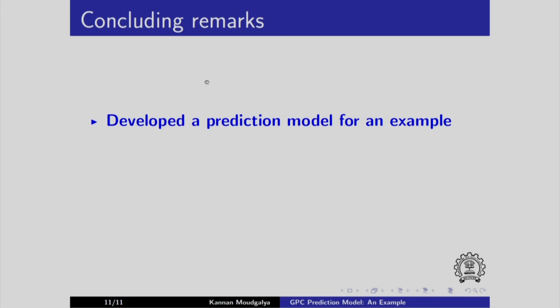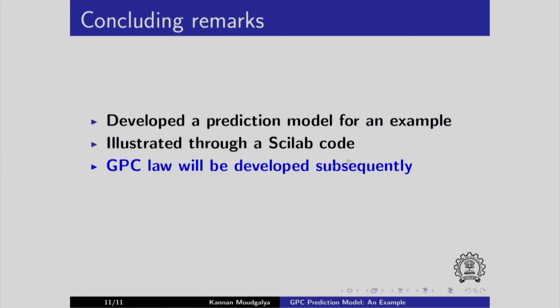To conclude, we developed a prediction model for a specific example, a simple example. We illustrated it through a Scilab code. We will develop the GPC law subsequently. For that we will require the least squares solution. We will discuss these topics in subsequent lectures.